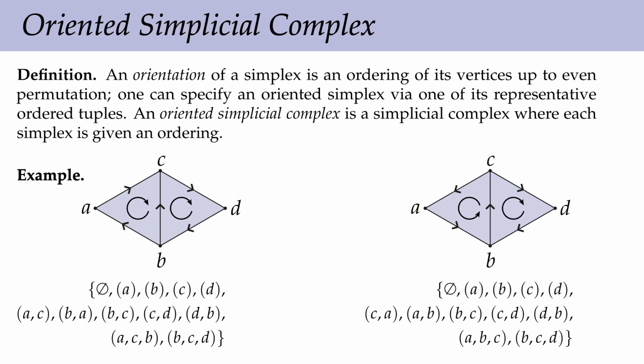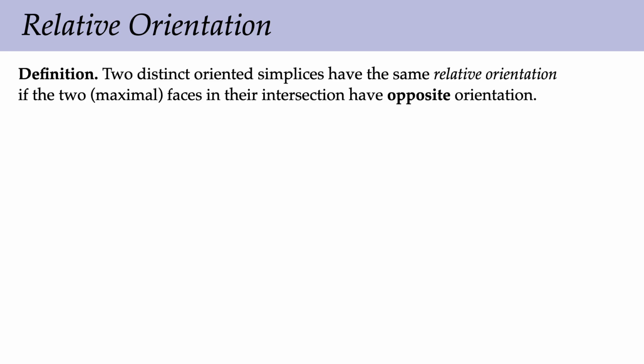Okay. Now, I said just a moment ago, it doesn't matter whether the orientation of edges agrees with the orientation of triangles and so forth, but we can talk about that notion of agreement in a precise way. We can talk about the relative orientation of two simplices. Okay? In particular, we can say two distinct oriented simplices have the same relative orientation if the two maximal faces in their intersection have opposite orientation. Okay, maximal faces means consider their intersection and take the simplex of biggest degree in their intersection.